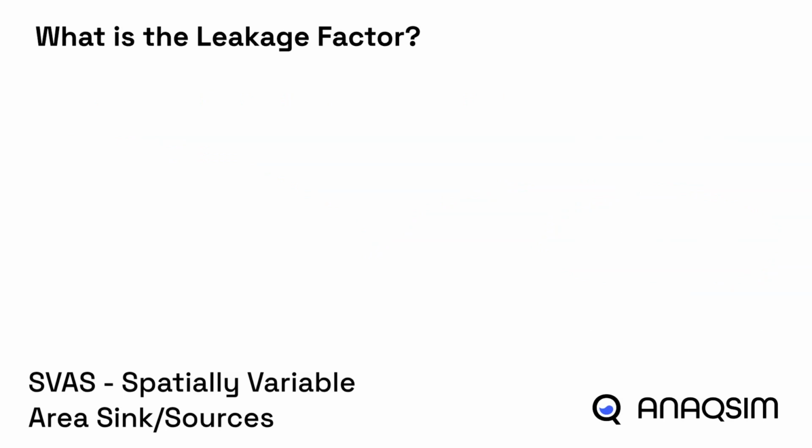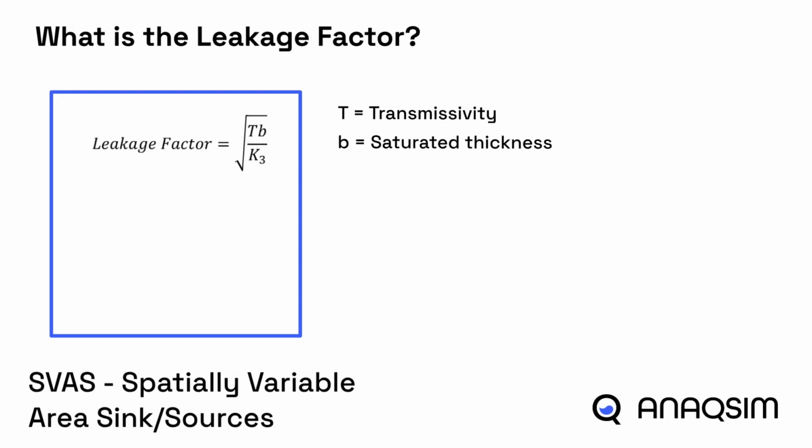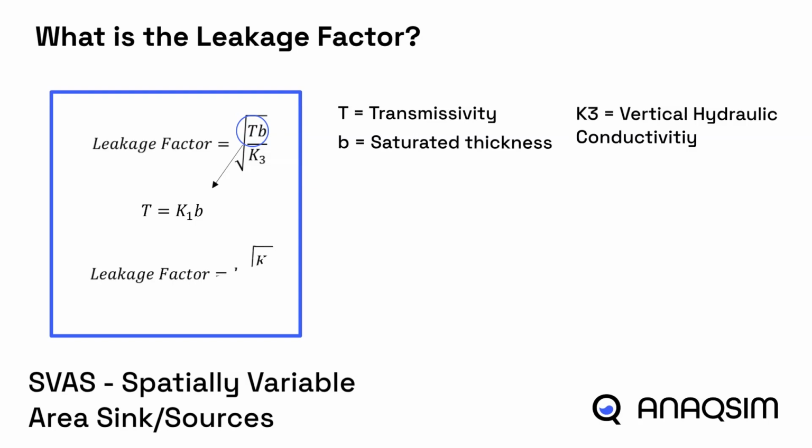To help grasp the concept of the leakage factor, it's helpful to look at the simplified general equation. Here it is. The leakage factor equals the square root of the transmissivity times the saturated thickness of a layer divided by the vertical hydraulic conductivity, or K3 of that layer. If we rearrange this equation a little, we can better see the effects of each parameter. Given that the transmissivity is a product of the horizontal hydraulic conductivity, K1, and the saturated thickness, B, we can rewrite the equation as the leakage factor equals the saturated thickness times the square root of K1 over K3.